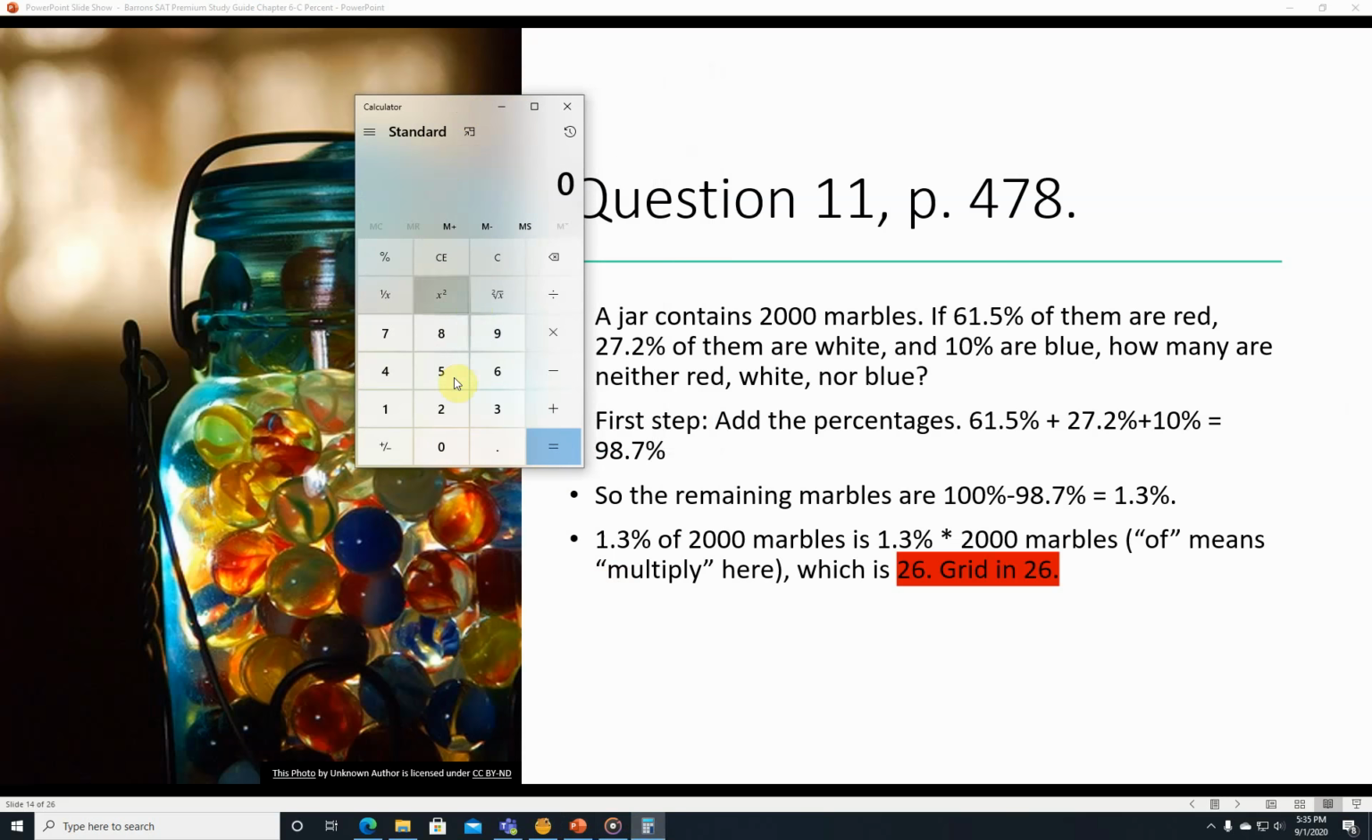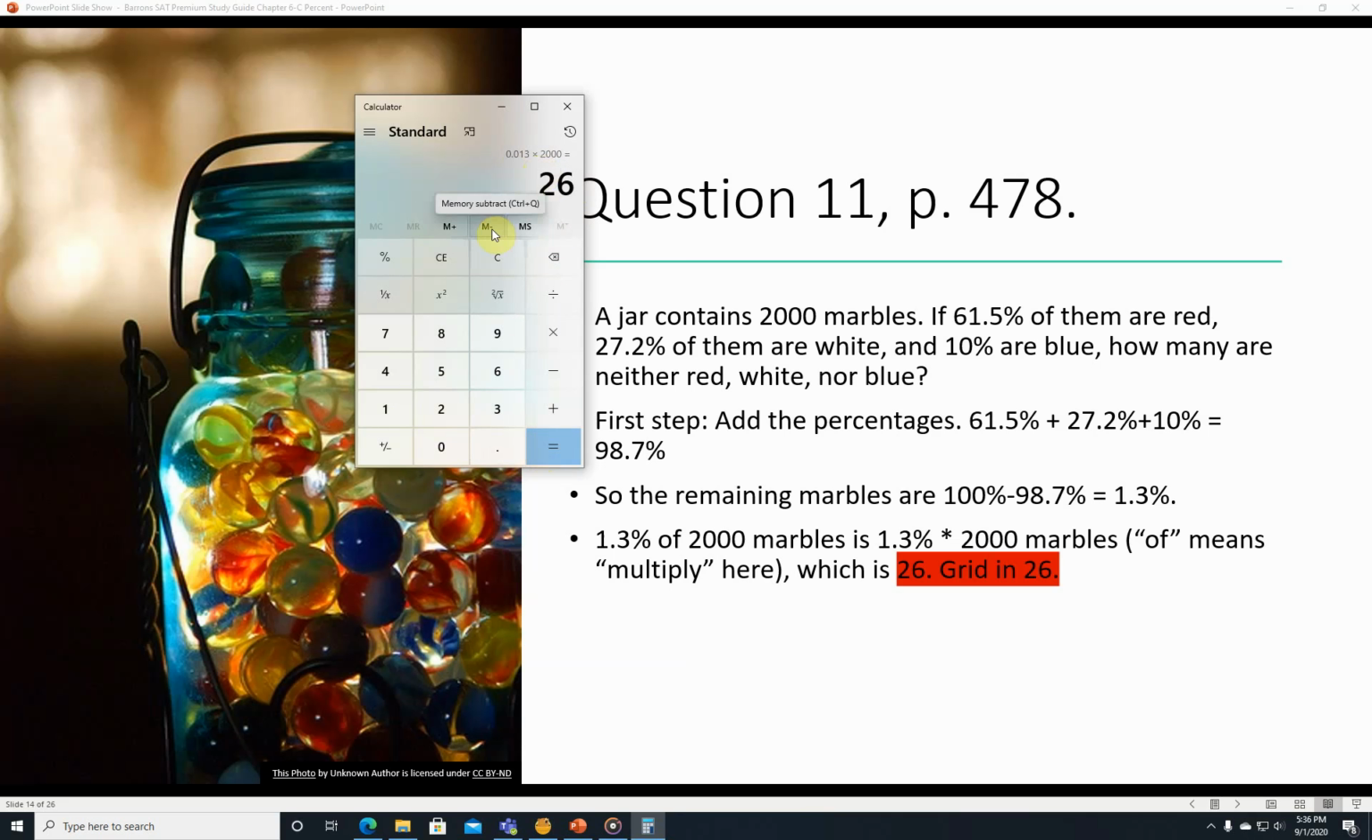Doesn't have to be. It's easy enough math to do, but if it is on the calculator section, you can go 61.5 plus 27.2, okay, plus 10. All right, so that's 98.7%. So then all we can do is just make that negative and add it to 100%. And then we get 1.3% of the 2,000 marbles are something other than red, white, or blue. So we can divide this by 100 to get the decimals. That's 0.013. And then we just multiply that by 2,000, and you get 26.